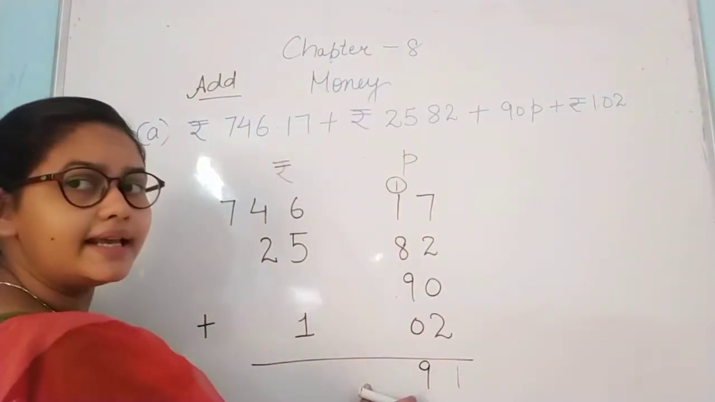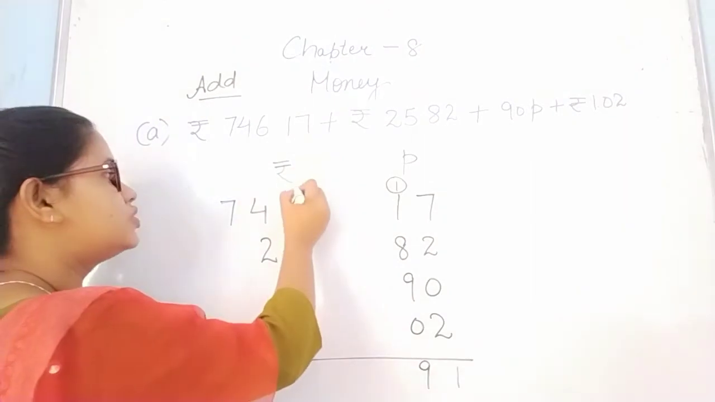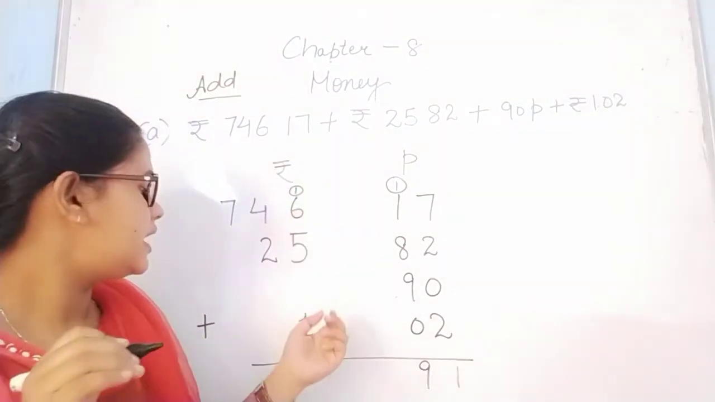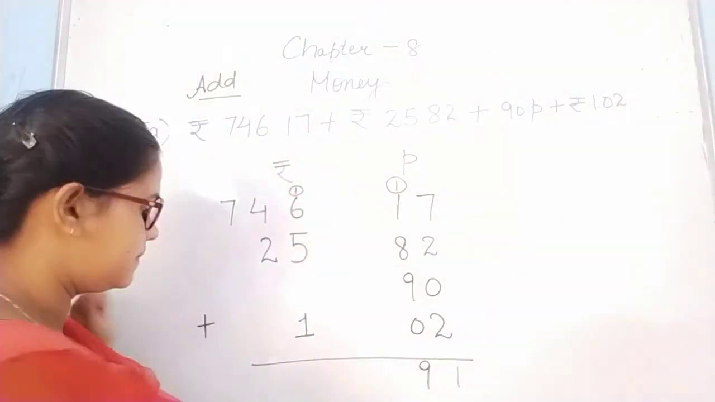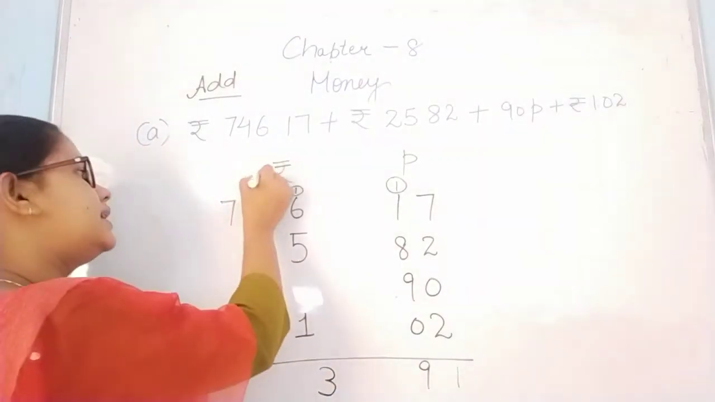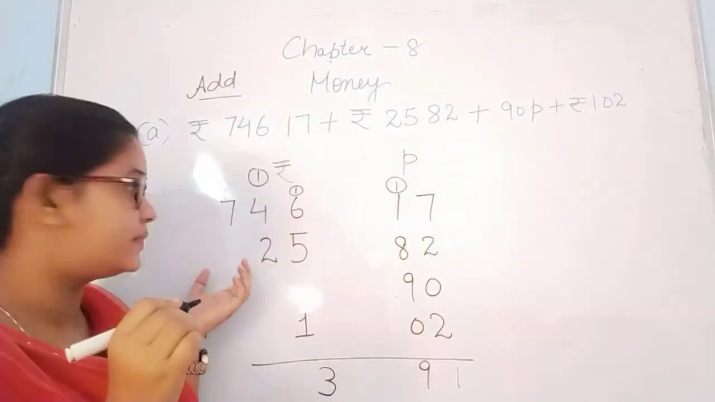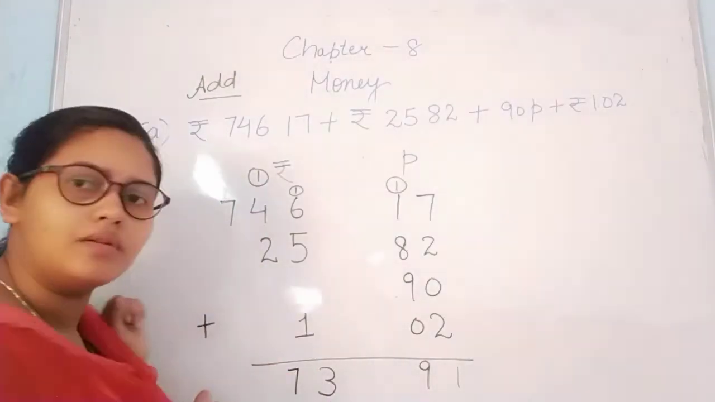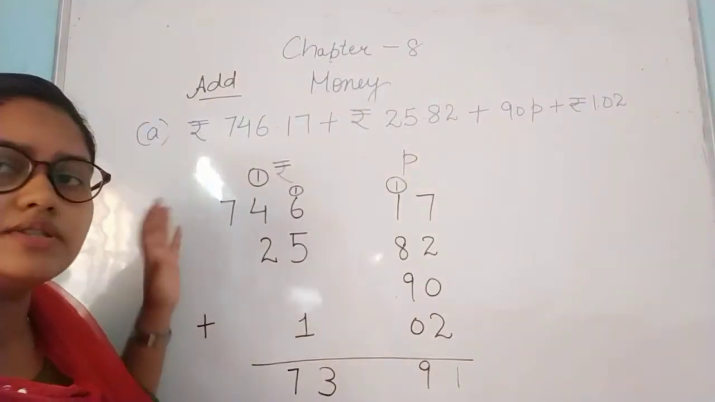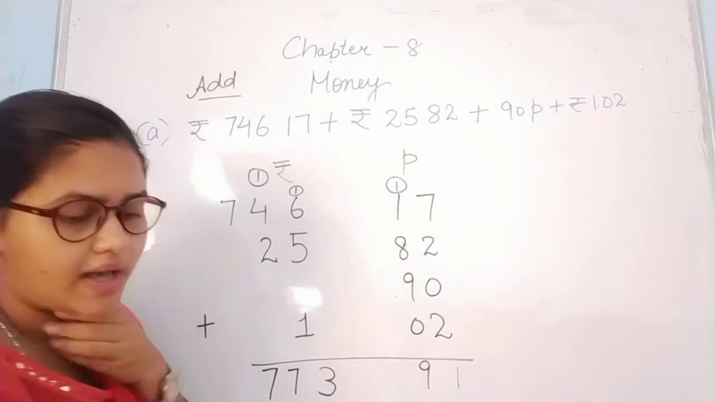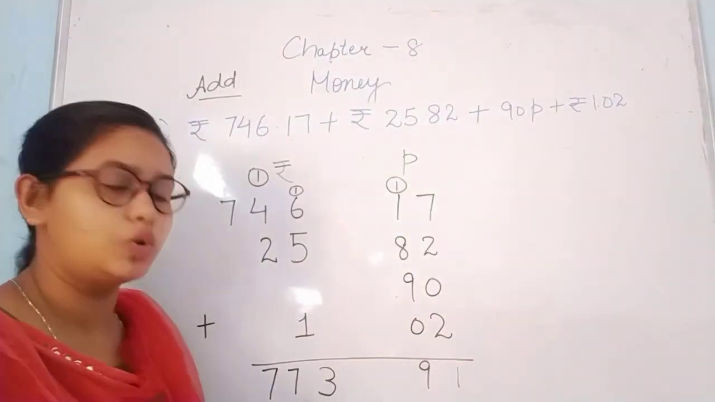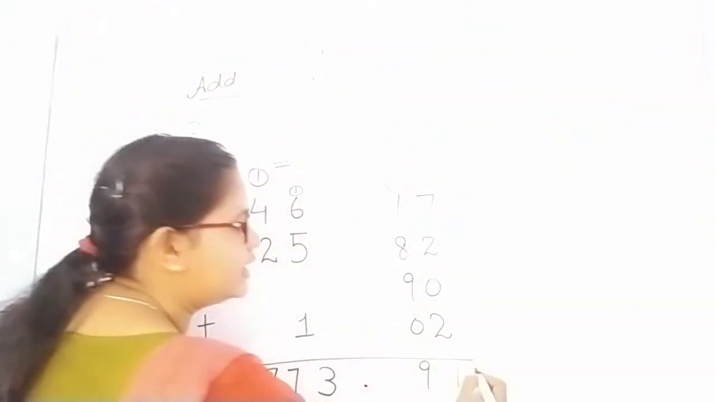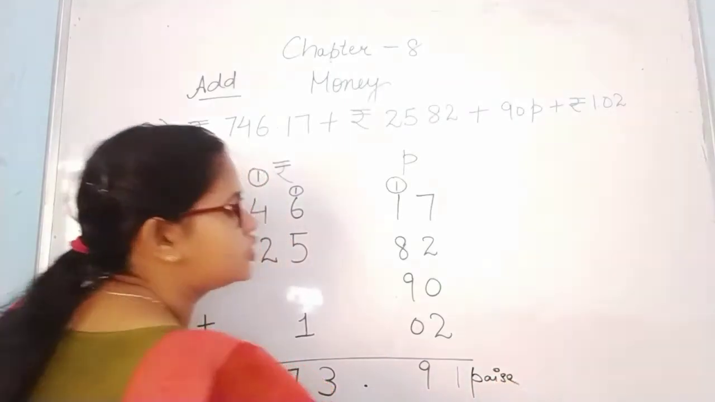Now it's 19. We will take 1 to the other column. Now 6 and 5, 11, 12, and take 1 carry, it becomes 13. The carry will go to the other column, right? 4 and 2, 6. 6 and 1, 7. And then what is left? 7 is left, so 7 will be here. The answer will be 773 rupees, as we will write rupees and then take a point and 91 paise.